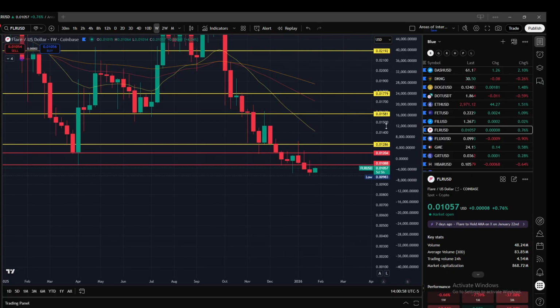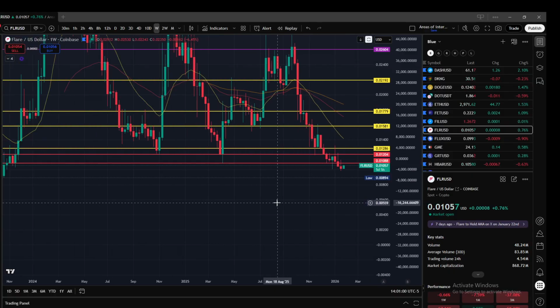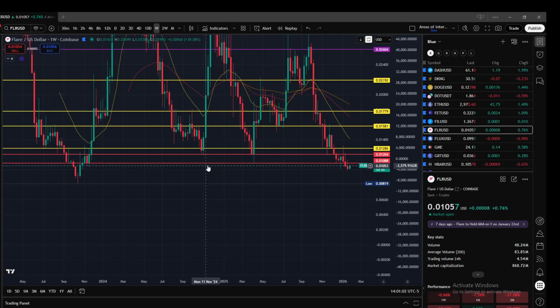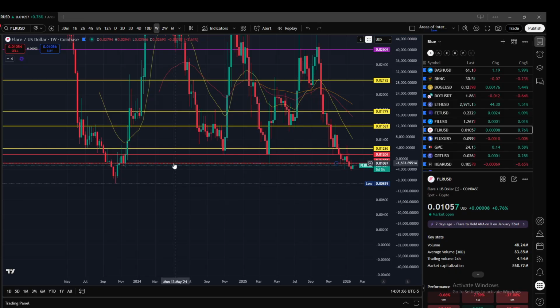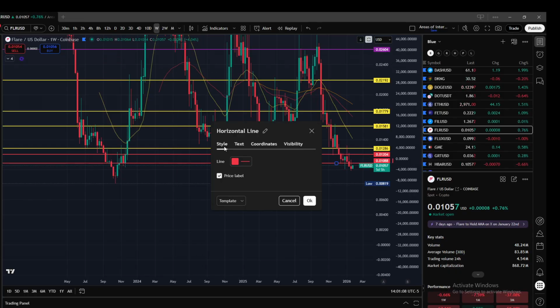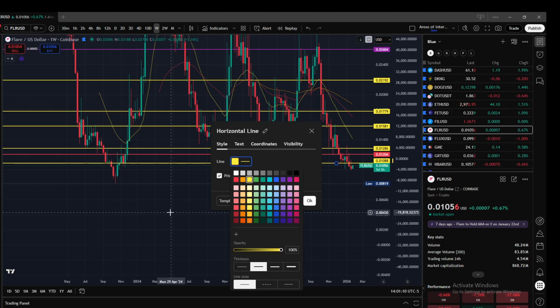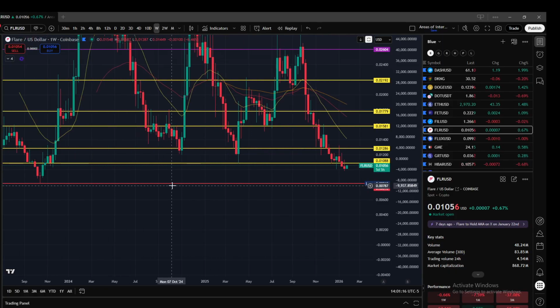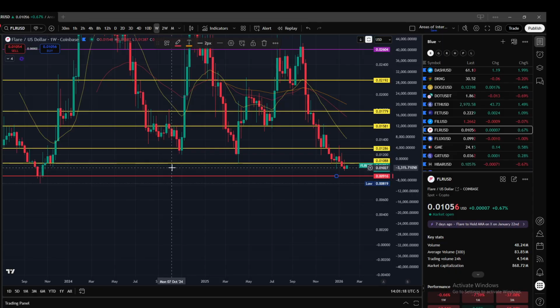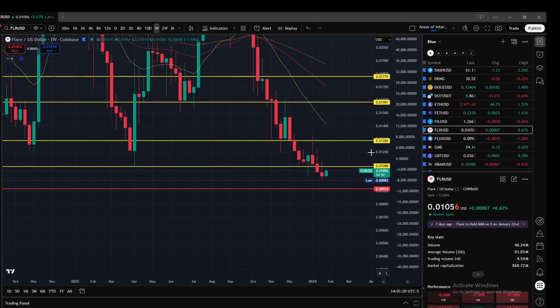And then, this is an area too. There's a lot of areas to discuss whether or not this is the low. Pardon me, I'm sorry about that. That's the low of FLR.